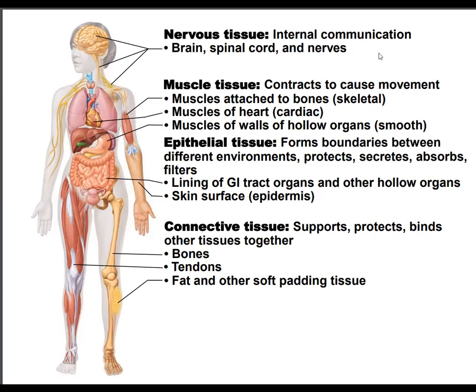The fourth big category of tissues is connective tissue. Connective tissues support, protect, and bind other tissues together. And examples of connective tissue would be bones, tendons, and fat.